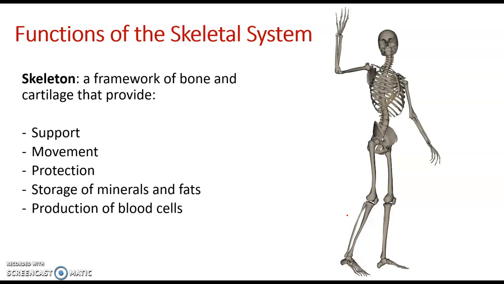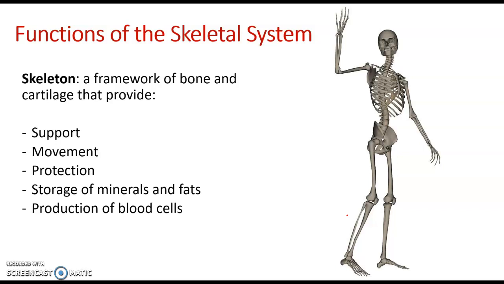Bones protect internal organs from trauma. So this is going to include things like our rib cage and our skull. So creating that hard structure around those really important organs, the heart, the lungs, and the brain, that we want to keep from any serious harm.